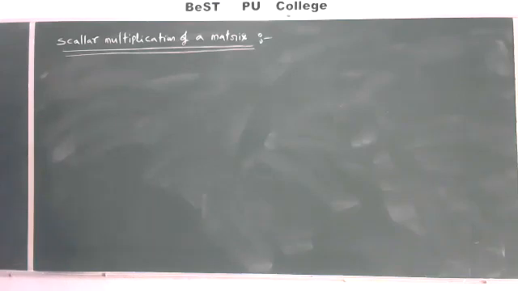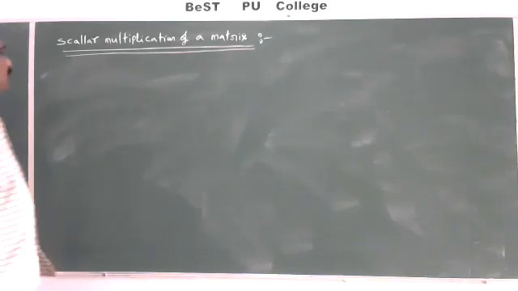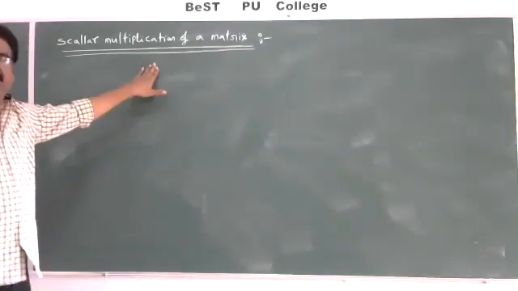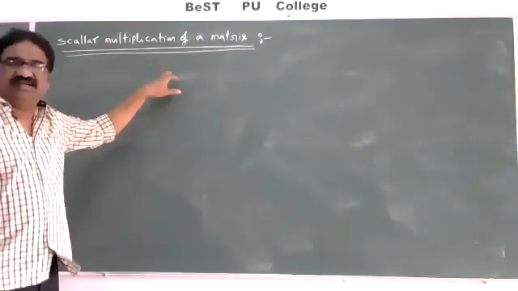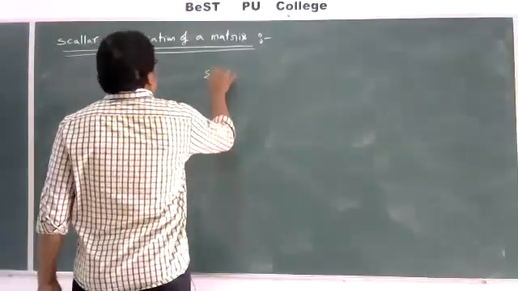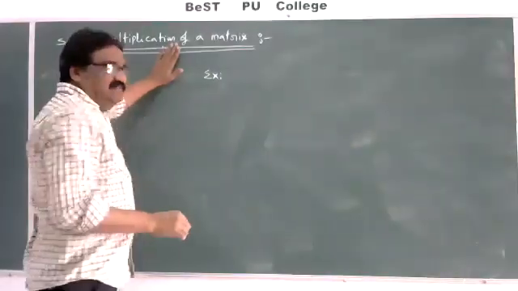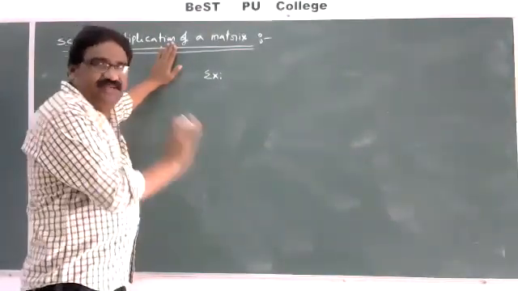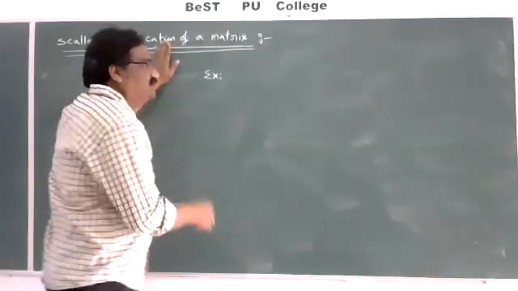Scalar multiplication of a matrix. Sorry, before that, you write one example of addition, right? Before this, after the addition of matrices definition, you write one example. I forgot this.